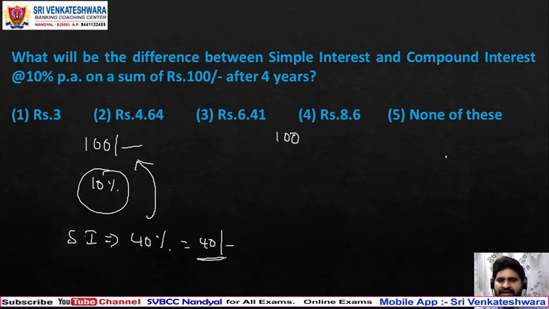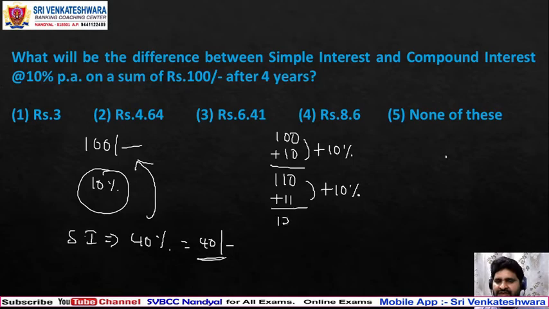On 100, if I take the first case, for the first year, 10% on 100 will be 10, which gives me 110. One year is over. Again next year, 10% on, now we have to take it on 110. 10% on 110 is 11, which is 121.